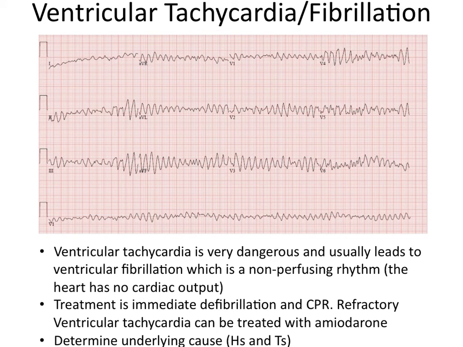Here's another example of a patient presenting with both ventricular tachycardia and ventricular fibrillation, with the patient intermittently going into ventricular tachycardia interspersed by ventricular fibrillation. As discussed previously, ventricular tachycardia and ventricular fibrillation exist on a spectrum in which ventricular tachycardia, when left untreated, will lead to ventricular fibrillation. As mentioned previously, ventricular fibrillation is a non-perfusing rhythm and demands immediate defibrillation and CPR.